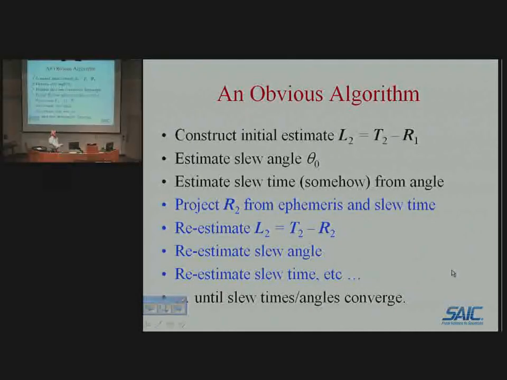This is simply setting forth the algorithm that I just suggested. I thought it was easier to explain it with the diagram. The blue part is the main loop. This is the part that repeats. These are the initialization steps, and then you simply repeat the blue steps here until finally the slew times and the slew angles converge. But this is the algorithm that wouldn't work for us.